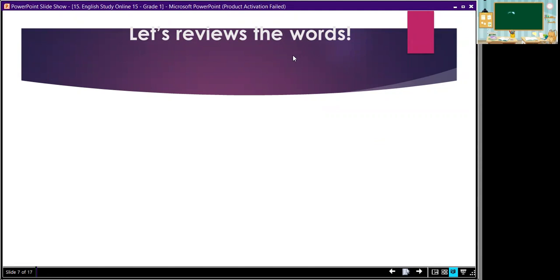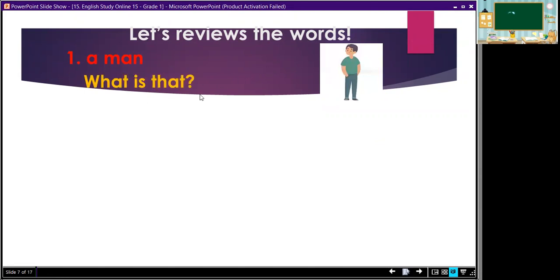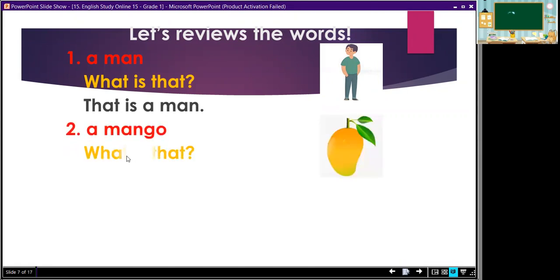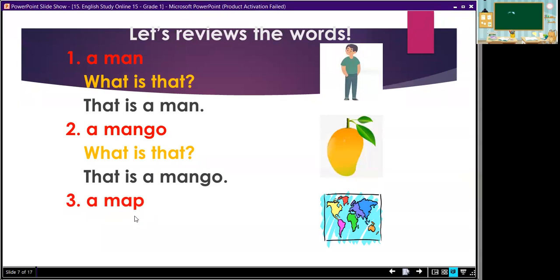Let's review the words. A man. What is that? That is a man. A mango. What is that? That is a mango. A mop. What is that? That is a mop.